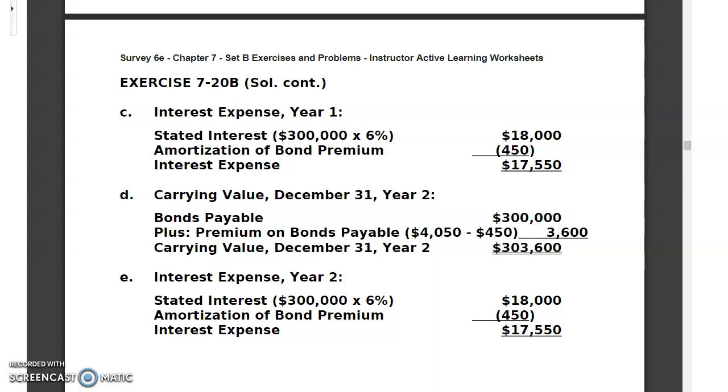Interest expense, year 2. This is going to be the same every year when we use straight line amortization. Okay? The amount of interest paid is $18,000. The amount of interest expense is the difference between the interest paid and the amortization of the premium.